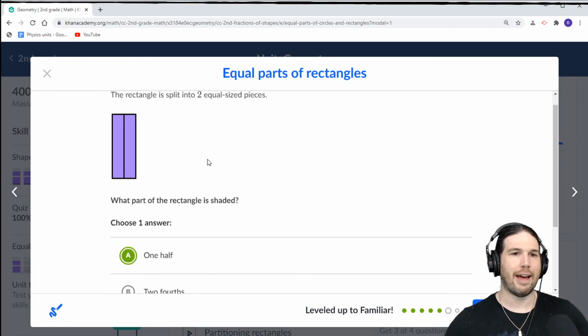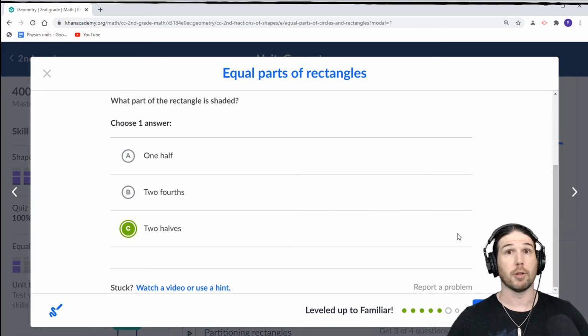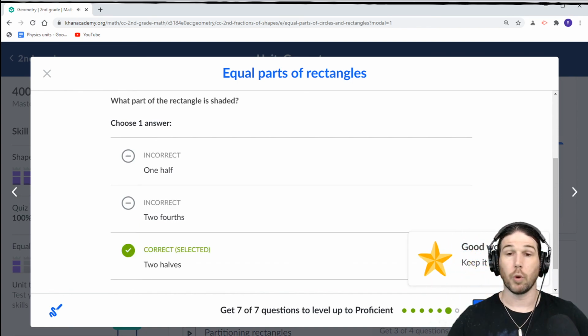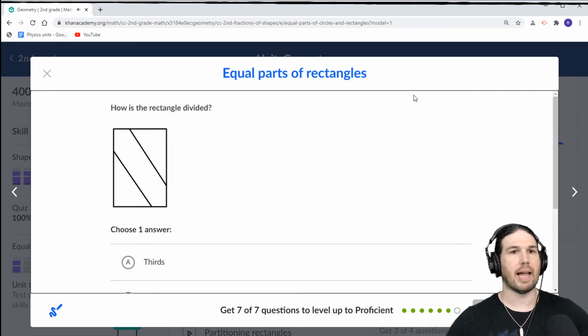That looks like 1/2. No, it's not 1/2. Ooh, I almost got that wrong. See, now I'm so excited that there's someone in chat talking to me that I totally almost messed that up. This is not 1/2. This is 2 halves. Almost screwed that up. Would not be the first time. Would not be the last time.